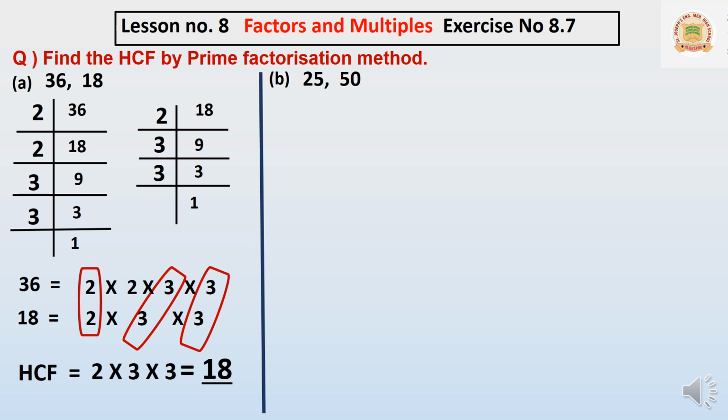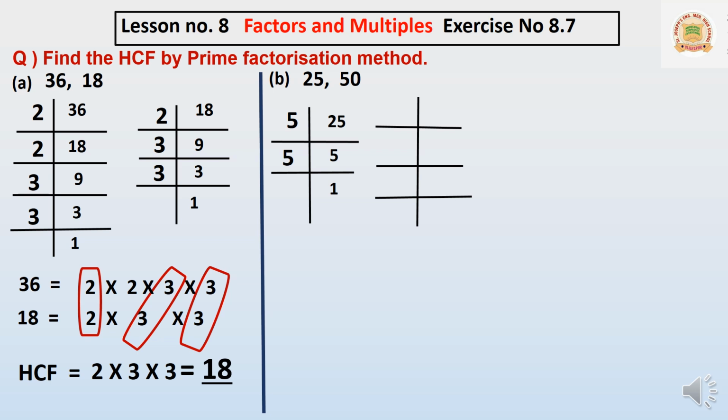So let us do the B question, children. 25 and 50. First let us divide 25. We know the prime number to divide 25: 5 5s are 25, 5 1s are 5. So 25 is equal to 5 into 5. Now 50. We can go for 2 also, 2 25s are 50, we can do it. Otherwise 5 10s are 50, 5 2s are 10, 2 1s are 2. This method we can also do.